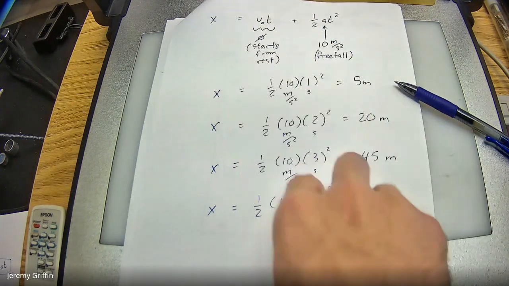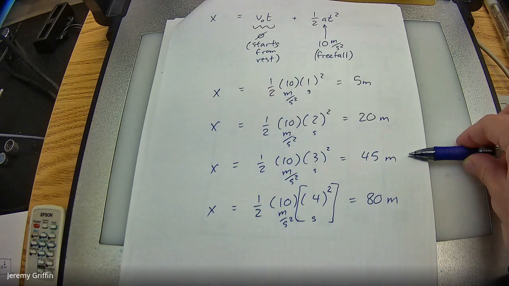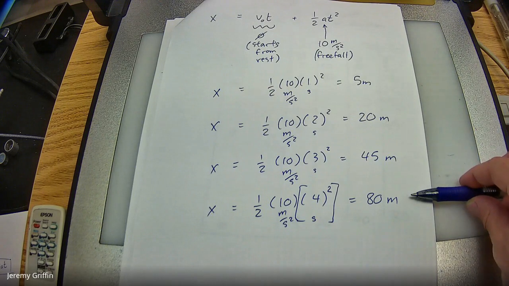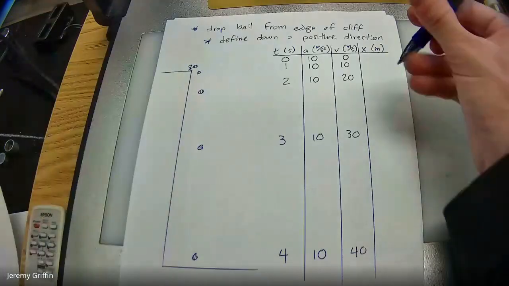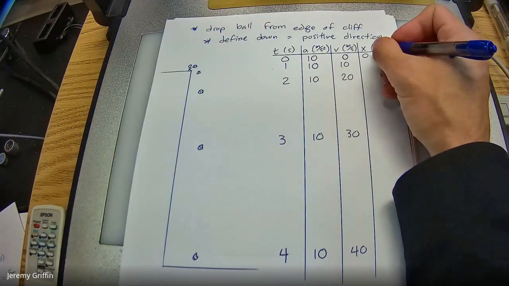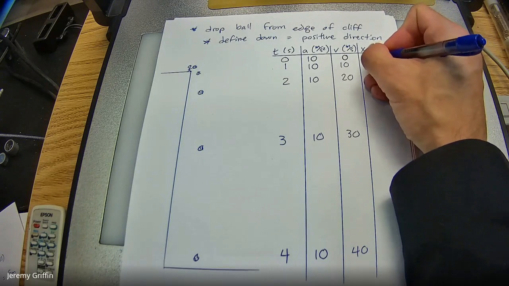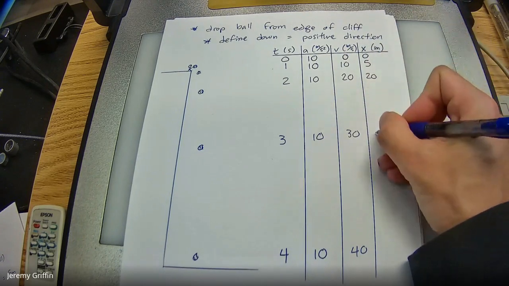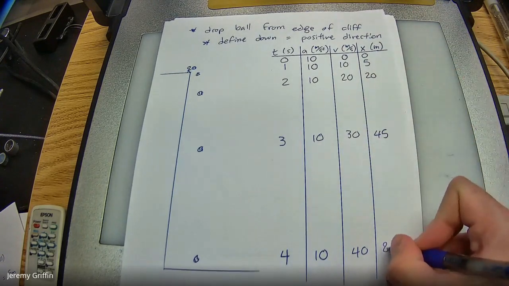This piece went to 0. Then after a third second, 45 meters. Then after a fourth second, 80 meters. You guys get it? So those are the numbers in this last column. It hasn't fallen anywhere if it hasn't had time to fall yet. Then 5 meters, 20 meters, 45 meters, and 80 meters.